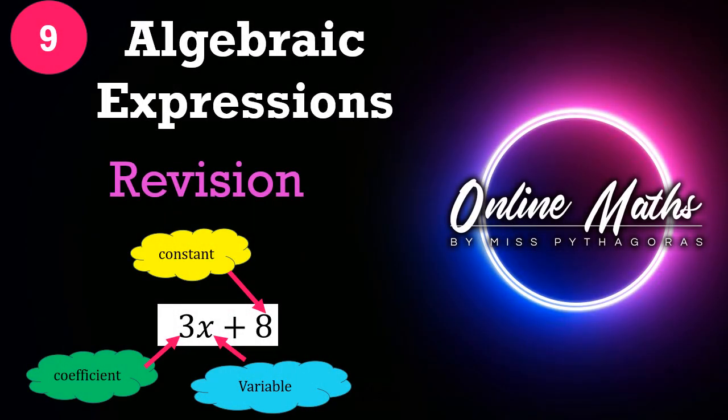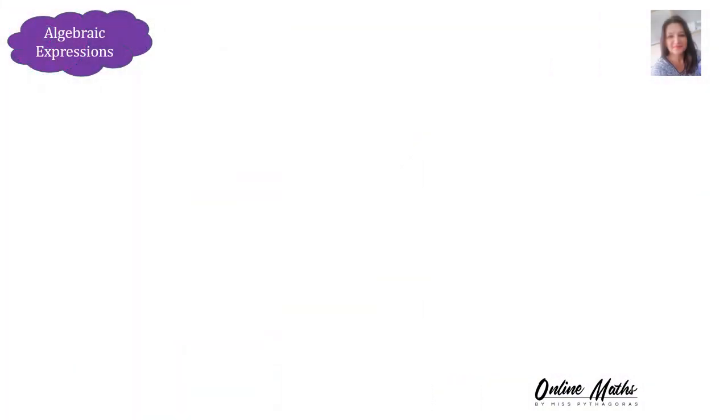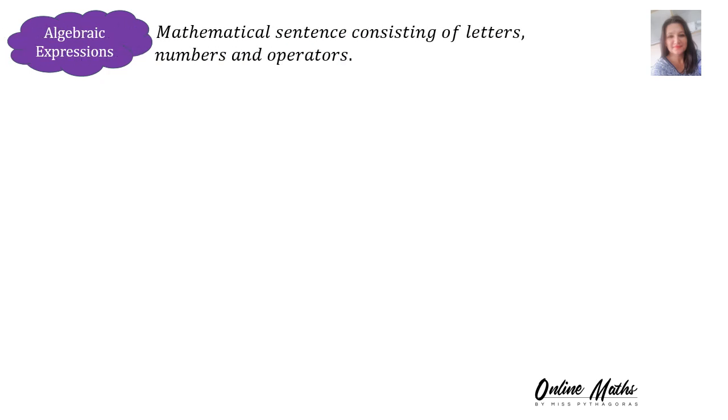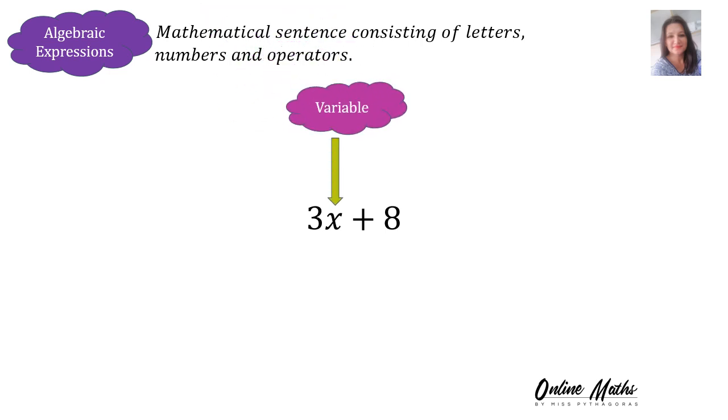Hello everybody, in this lesson I will do some revision on algebraic expressions. Algebraic expressions: a mathematical sentence consisting of letters, numbers and operators. Now when I give you the algebraic expression 3x plus 8, then our variable is the x, the alphabet letter.